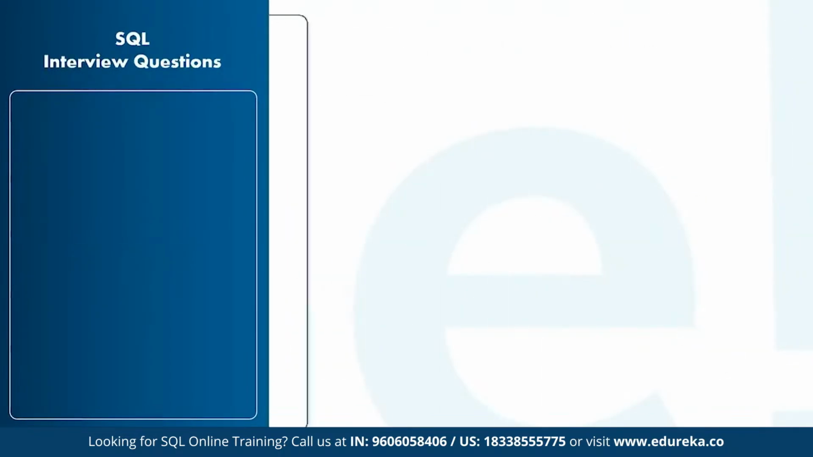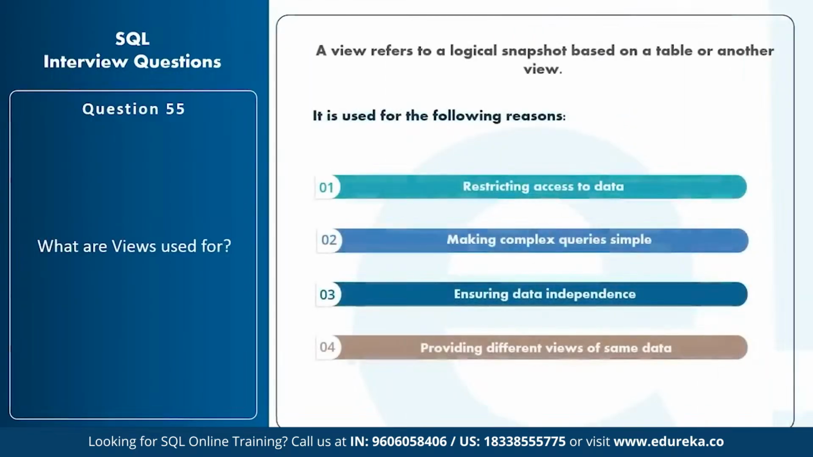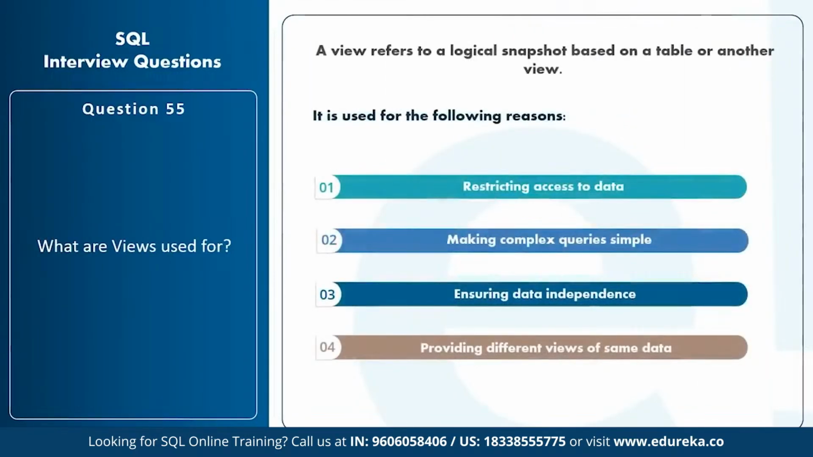Now let's move forward to the next question: what are views used for? Views, as I just explained, basically refer to a logical snapshot based on a table or on any other view. It is used for restricting the access to data, making complex queries simple, ensuring data independence, and also providing different views of the same data. So that's what views are used for.